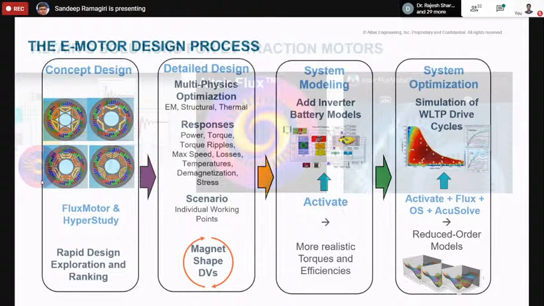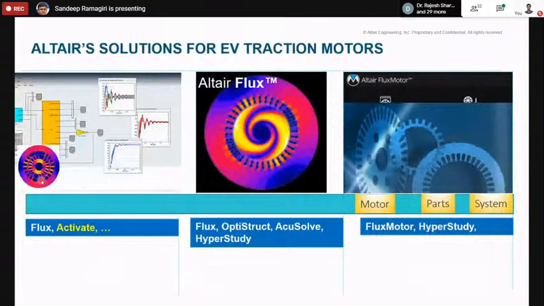And what are all the tools? Just to recap, what is the set of tools that we will use to do this kind of analysis? At the concept phase, we will be using Flux Motor and HyperStudy. Down the line, I will be using these names, so I will pause here just to digest these names, so that there will be no confusion.